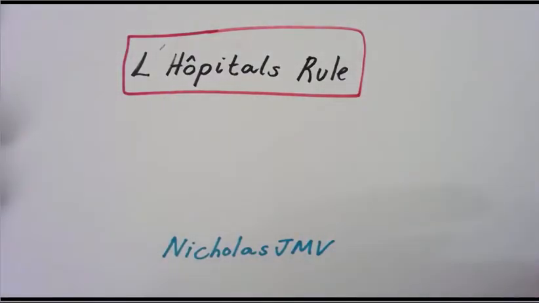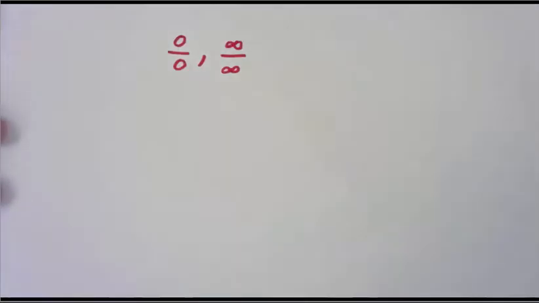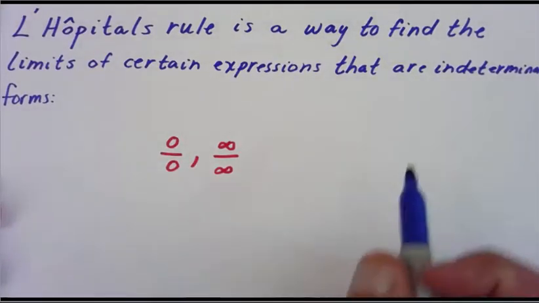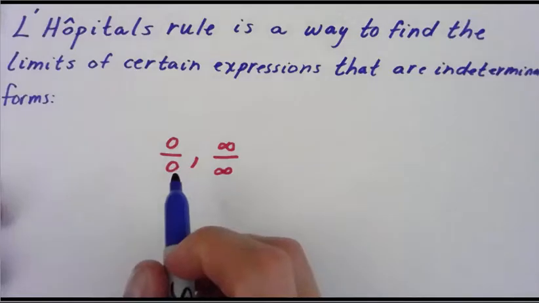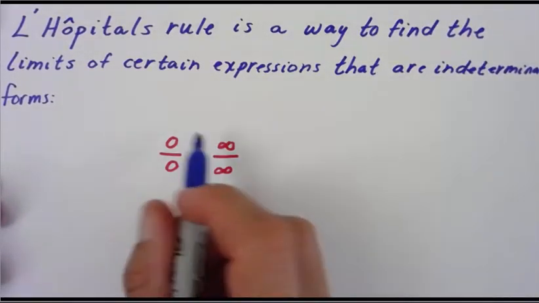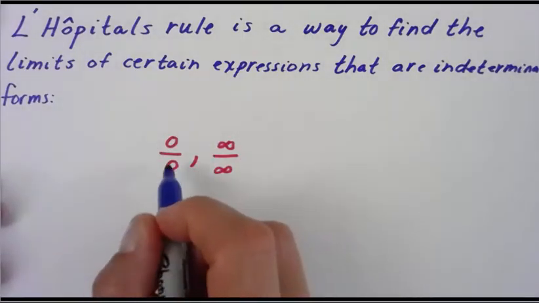This is Nicholas JMV. So we're finally going to get to L'Hopital's Rule, which involves finding limits of certain expressions that are in indeterminate form. Indeterminate form can either be 0 over 0 or infinity over infinity. There are some other things that we're going to look at, but we're primarily looking at these two, and primarily this one here when we see 0 over 0.